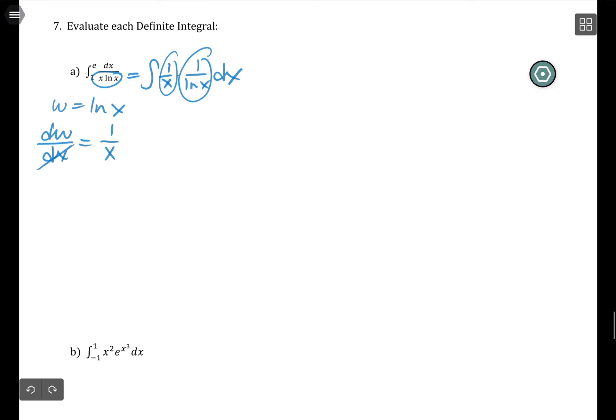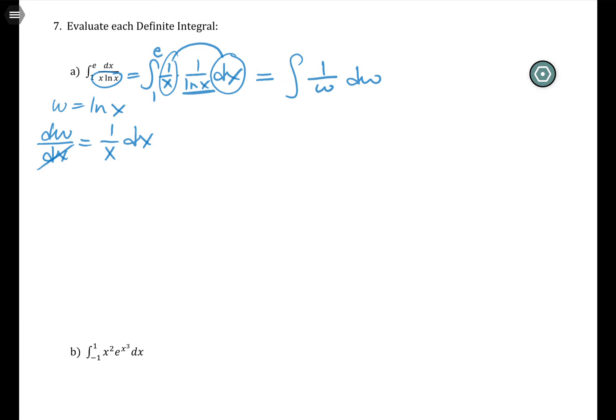So I can say dw is 1 over x dx, and that means that I can take this pair right here and replace it by dw, and then I can take this right here and replace it by w, and I get 1 over w dw. Okay, so in that first step, all I did was rewrite. I didn't change variables, so my limits of integration should still be 1 and e.